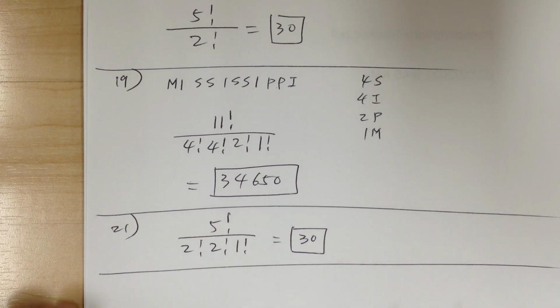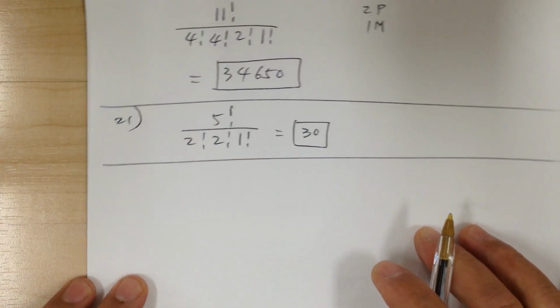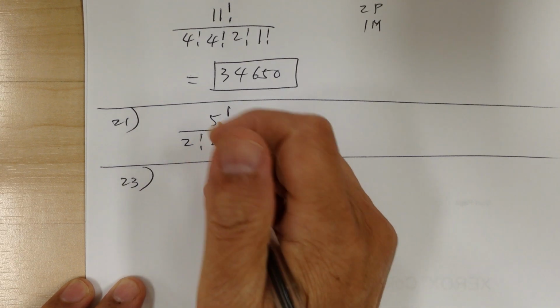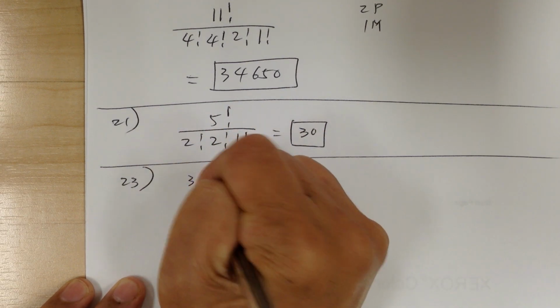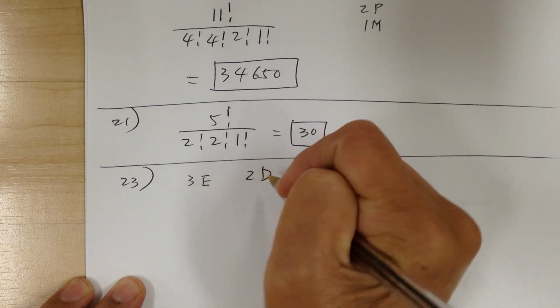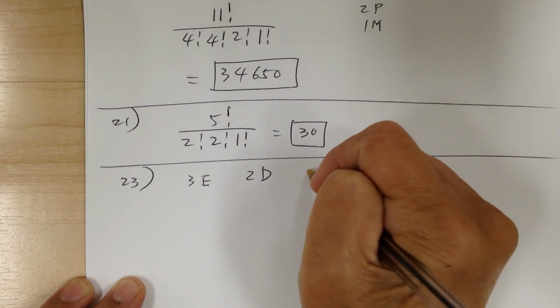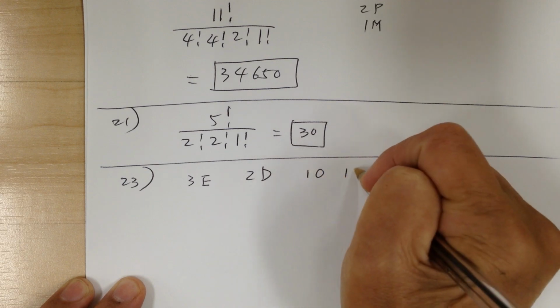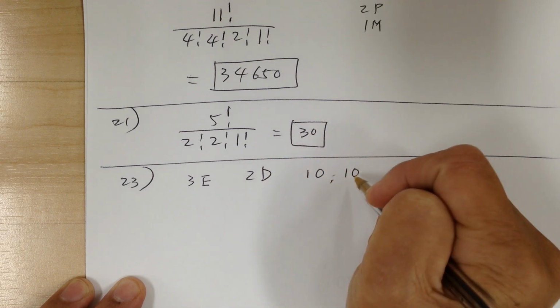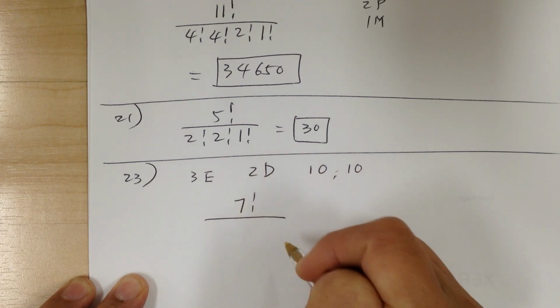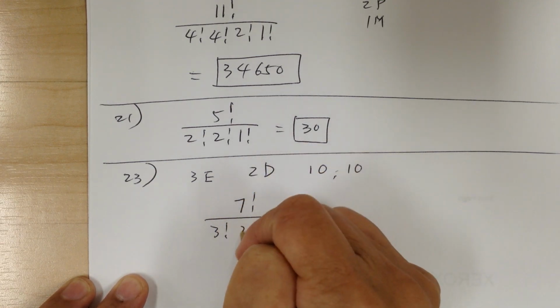Okay, let's go to number 23. You have to be careful. There are three emeralds, 2 diamonds, and there are 2 different opals. So when there are 2 different opals, it means you're going to get 1 opal and another opal. There are 2 different ones. So there are a total of 7. So you get 7 factorial divided by 3 factorial, 2 factorial.